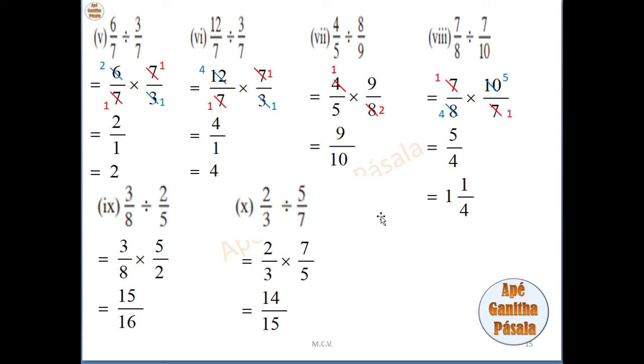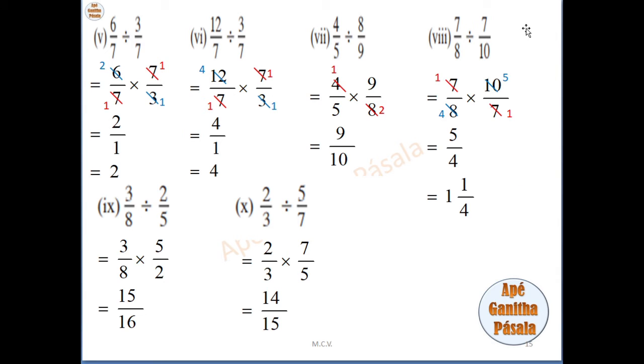Next one. 4 over 5 divided by 8 over 9. Division can be converted into multiplication. So multiplication, 8 over 9, reciprocal 9 over 8. Denominator 8 and numerator 4 can be divisible by 4, 1 and 2. So 1 multiplied by 9, 9. 5 multiplied by 2, 10. 9 over 10.